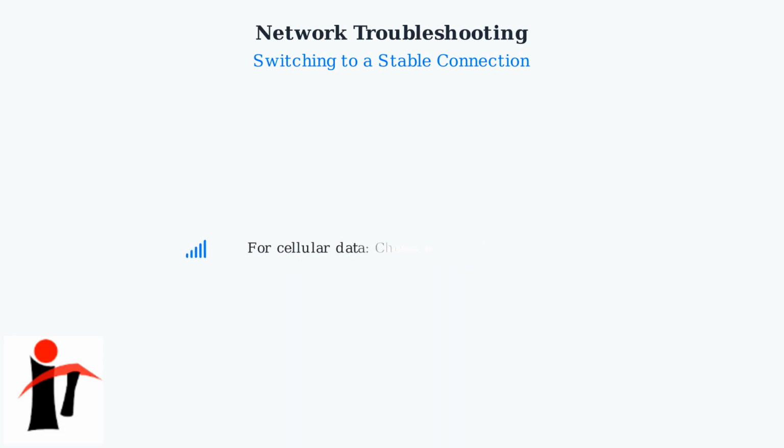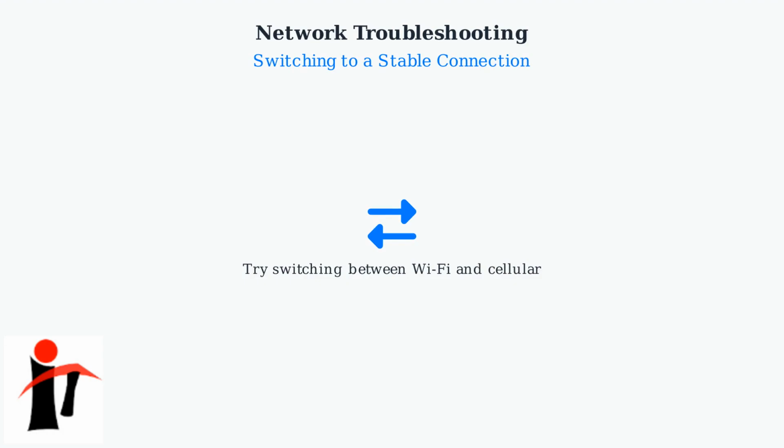If you're using cellular data, make sure you have a strong signal and haven't exceeded your data cap. Updates can be large, so monitor your data usage to avoid throttling. Try switching between Wi-Fi and cellular networks to see if one connection works better for the update process. Sometimes, one network may have better compatibility with Tesla's servers.